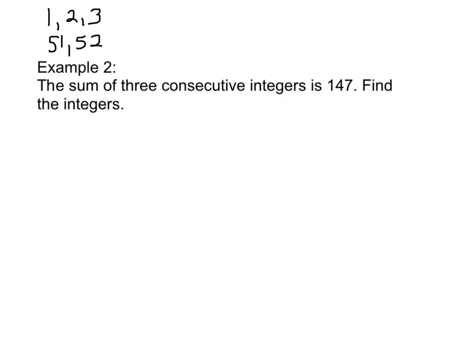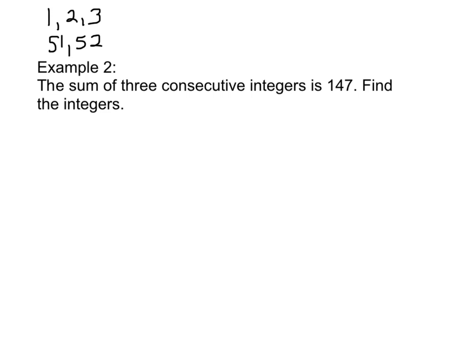All right, the next thing we're going to talk about are consecutive integers. Consecutive integers differ by 1. For example, you do not need to write this down. 1, 2, and 3 are consecutive integers. 51, 52 are consecutive integers. That's it. So let's do a problem with consecutive integers.